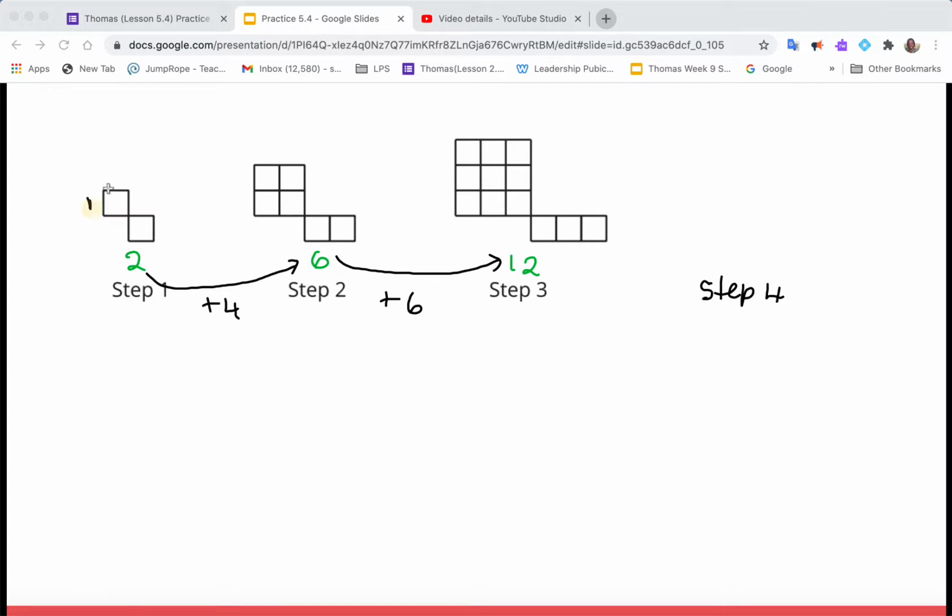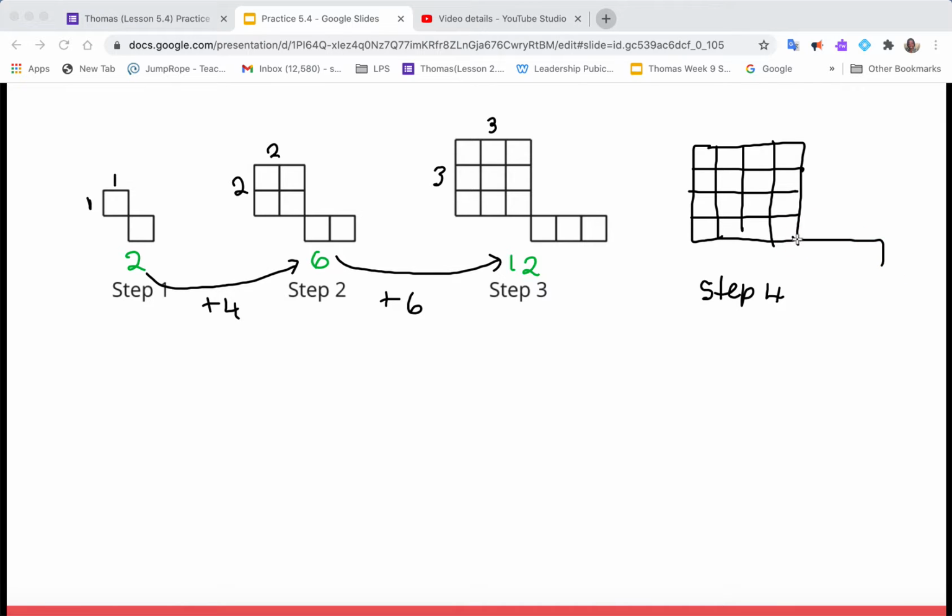So we have a 1 by 1, and an extra square, we have a 2 by 2, and 2 extra squares, we have a 3 by 3, and 3 extra squares. So for step 4, I'm guessing we're going to have a 4 by 4, and 4 extra squares. So there is my figure for step 4.